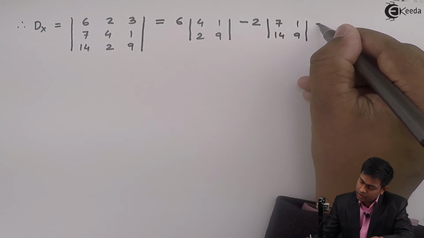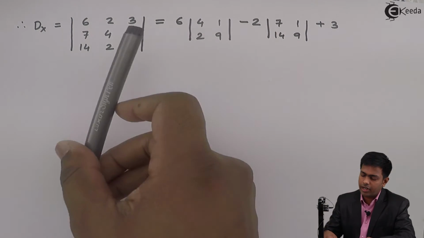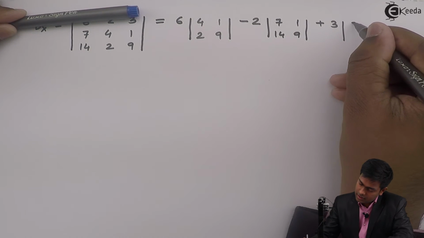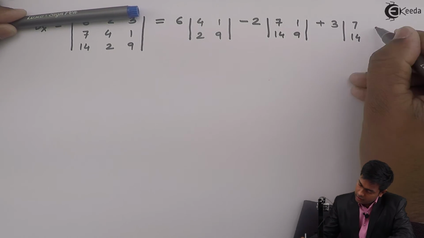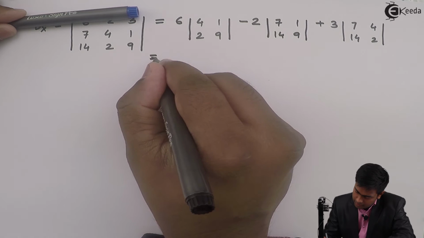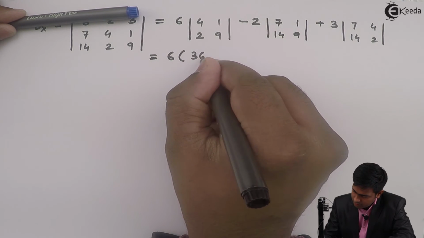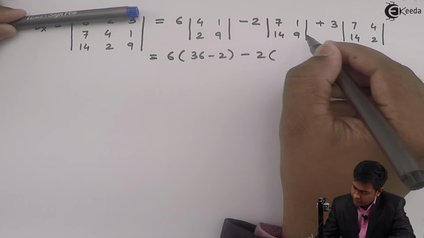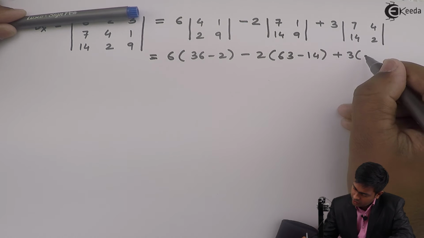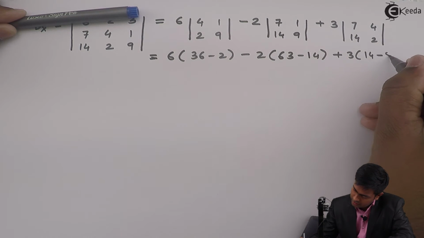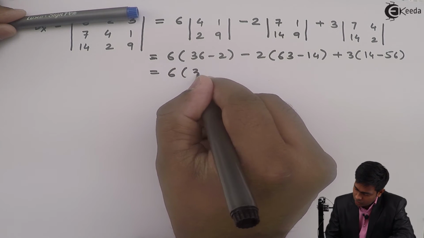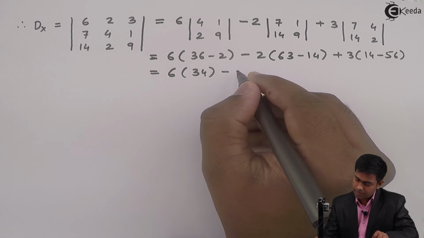Similarly, we will take the third element, that is plus 3. The 3 is in the first row, third column, so we will hide it. We will get the elements 7, 14, 4 and 2. So by solving this, here we will get 6 into 36 minus 2, 7 nines are 63 minus 14, plus 3, 7 twos are 14 minus 56. So here we will get 6 into 34 minus 2.